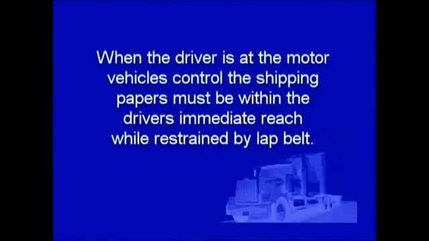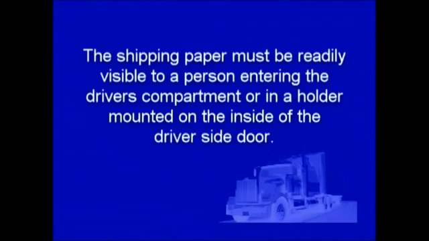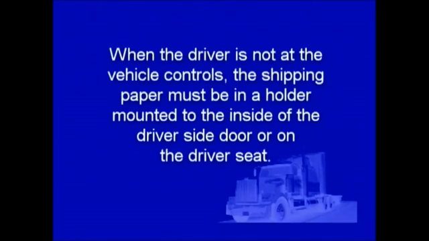When the driver is at the motor vehicle's controls, the shipping papers must be within the driver's immediate reach while restrained by lap belt. The shipping paper must be visible to a person entering the driver's compartment or in a holder mounted on the inside of the driver's side door. When the driver is not at the vehicle controls, the shipping paper must be in a holder mounted to the inside of the driver's side door or on the driver's seat.